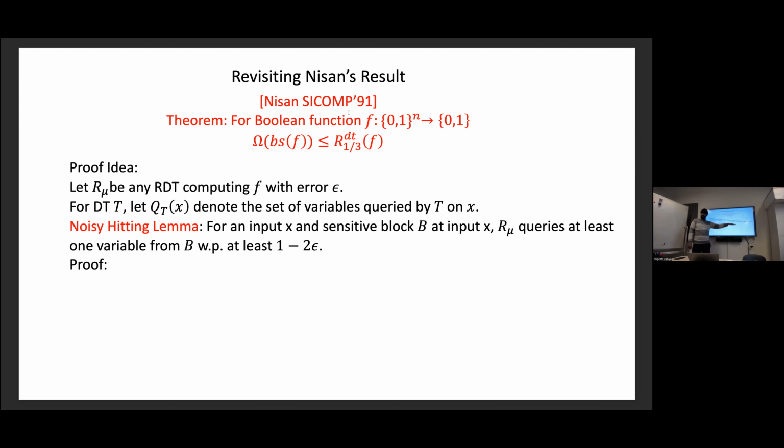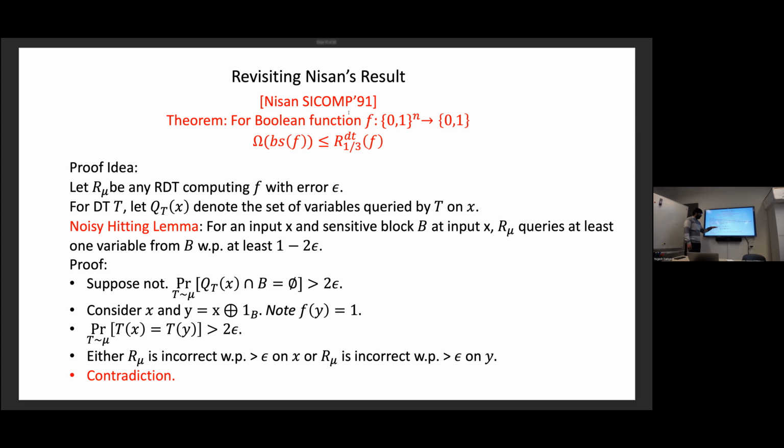A randomized decision tree must query some bit from that block with probability 1 minus epsilon. And the proof writes itself. Essentially, what this is saying is, let's say by contradiction, this is not the case. By that, we mean that no bit of B is queried by the randomized decision tree on input X with probability more than 2 epsilon. Right? With probability more than 2 epsilon, no bit of B is queried.